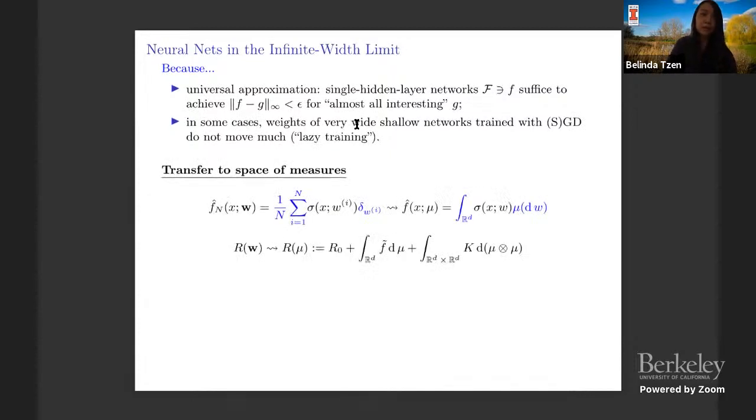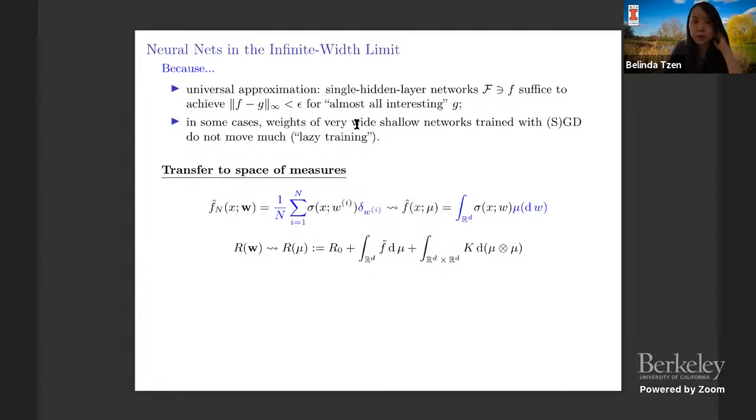So now that I've motivated this mean field limit, it's kind of immediate how we would transfer this whole thing to the space of measures. Instead of having an empirical distribution of the weights, we have instead a measure over the weights. And likewise, instead of considering the risk given by a very large collection of weights, we have the risk relative to a measure over the weights.